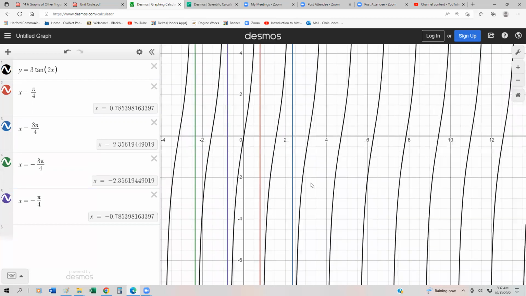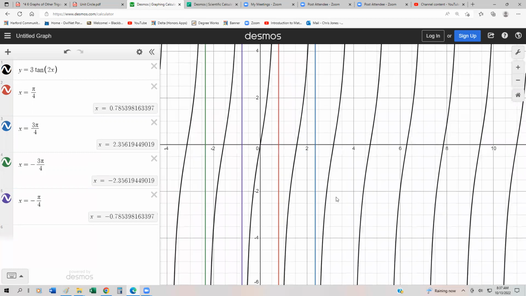And again, the tangent function does model a few real life phenomena. We'll get to that a little bit later in the course.